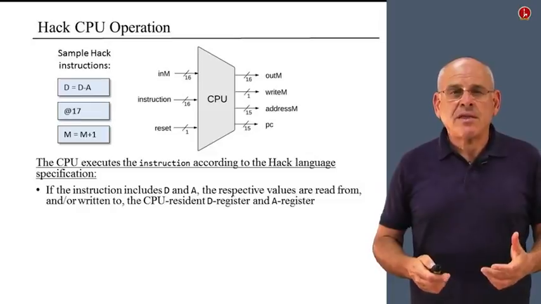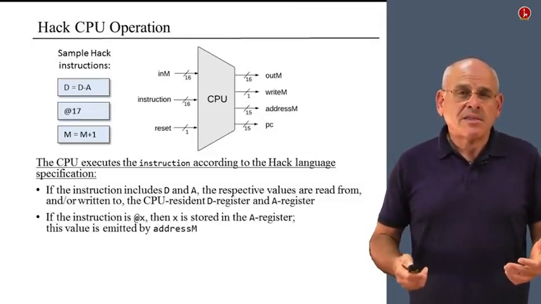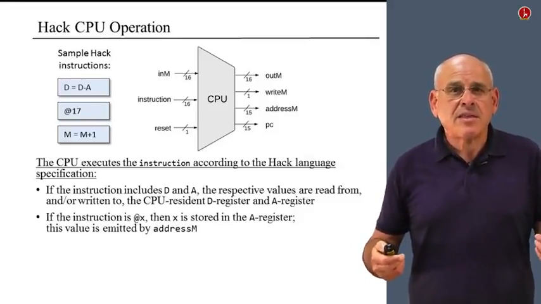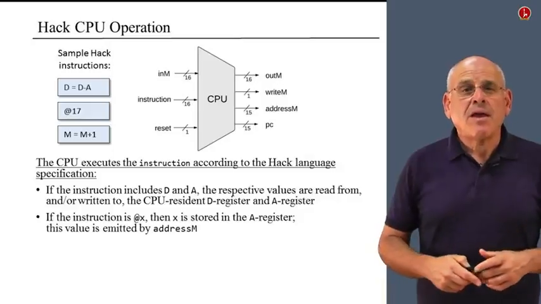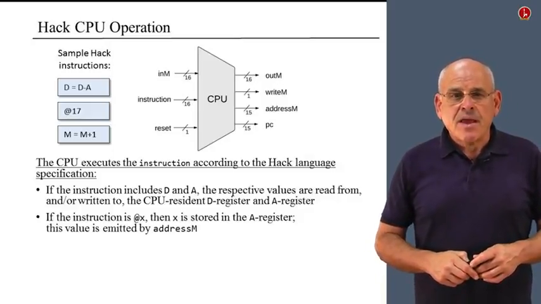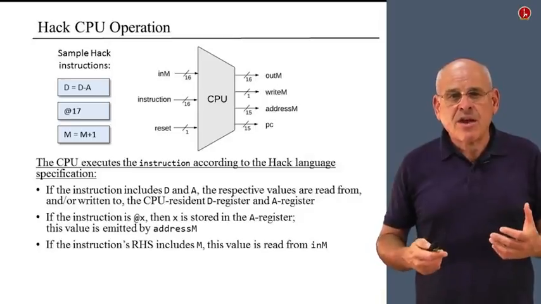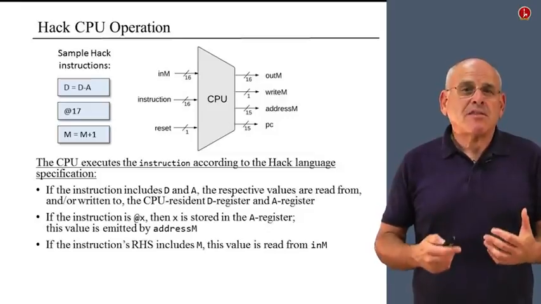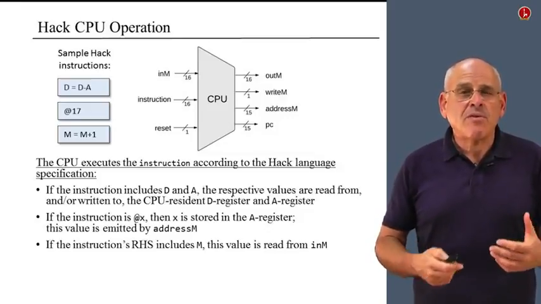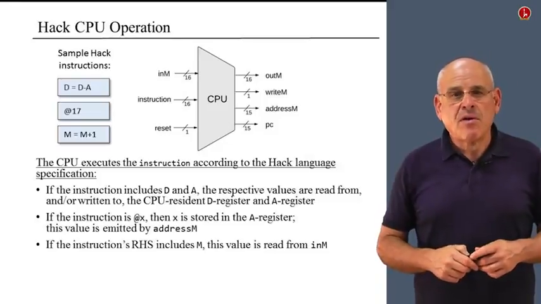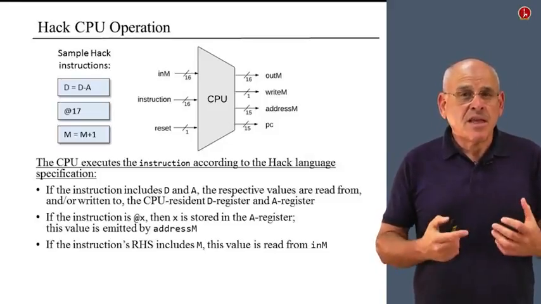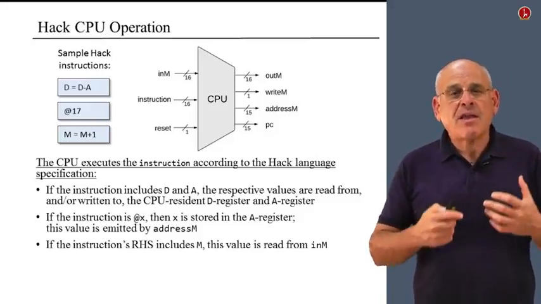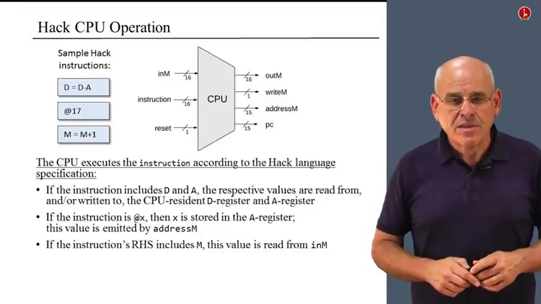If the instruction is an A instruction, well, in this case, the CPU is going to take the data value, the 15-bit so-called X in this instruction, and it is going to put it inside the A register. If the right-hand side of the instruction mentions the mnemonic M, then the CPU expects to see this value or some data value in the inM input of the CPU interface. That is, this input is supposed to contain the value of the currently selected data memory register.